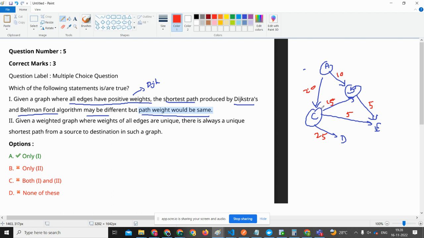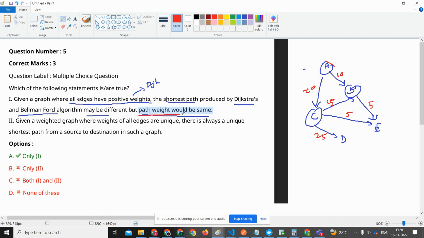Yeah. So Bellman-Ford you only use... I mean, you can use Bellman-Ford for negative weights, right? Yeah, so negative weights also. If it is only positive, it will work very similar to Dijkstra's. Correct. But they are saying that the path may differ.